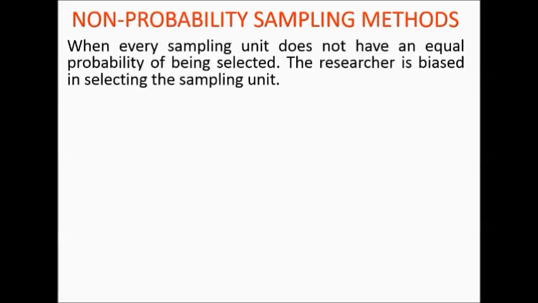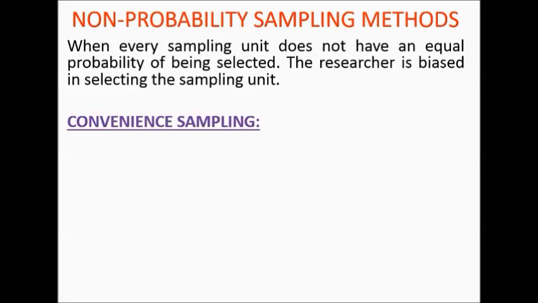Now, so far we have discussed probability sampling methods. Now coming to non-probability sampling methods, just the opposite. When every sampling unit does not have an equal probability of being selected, the researcher is biased in selecting the sampling unit. So you can say that probability sampling is quite objective, but non-probability sampling methods are quite subjective because biasing is there.